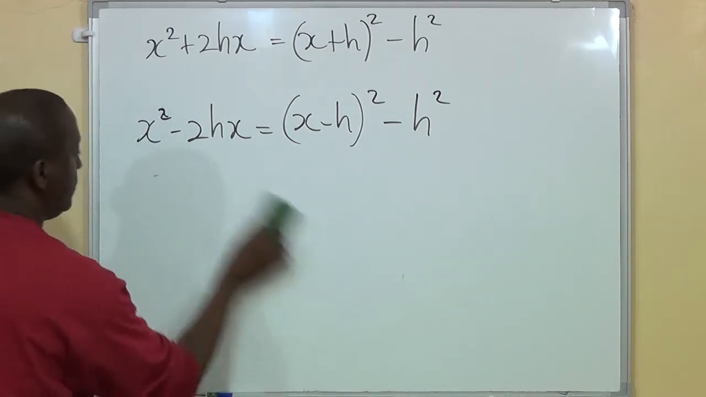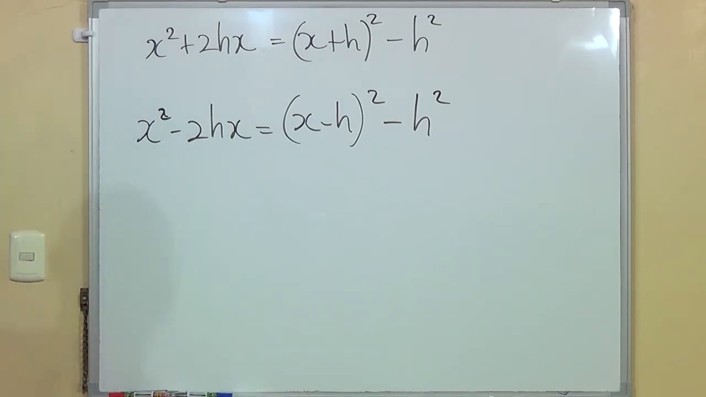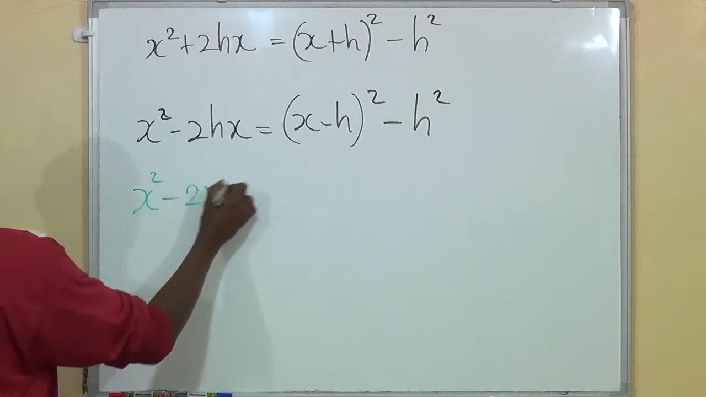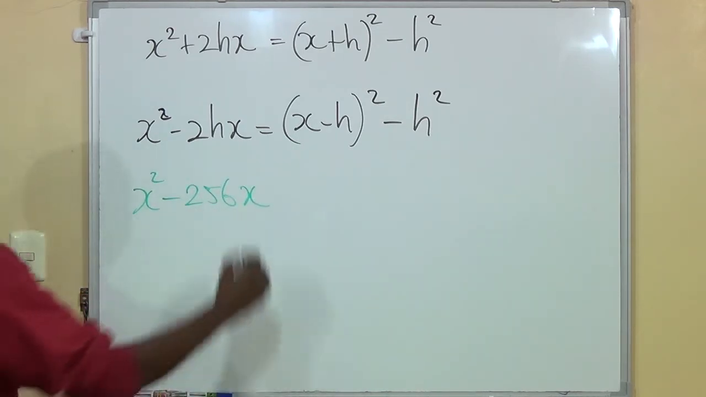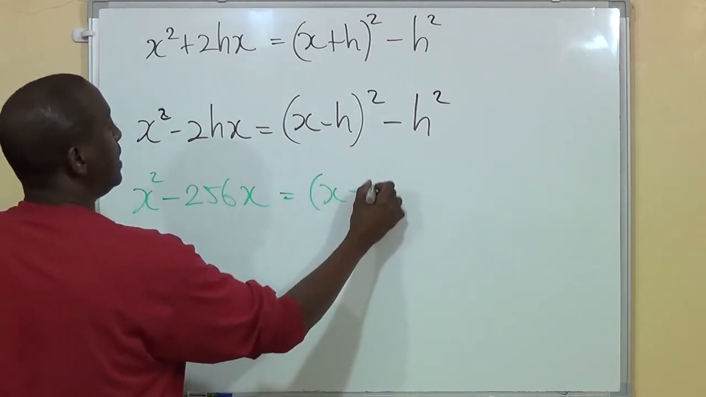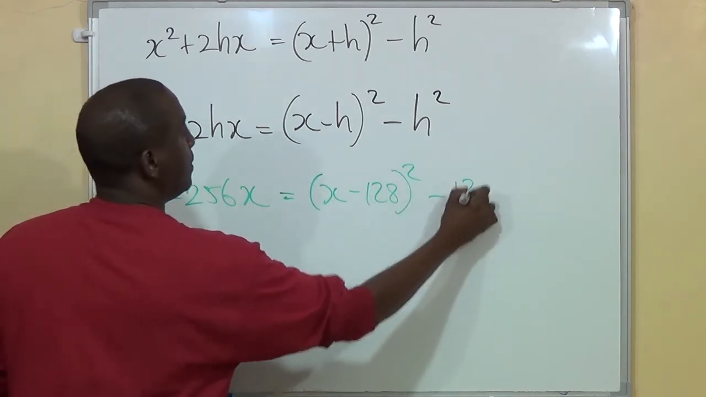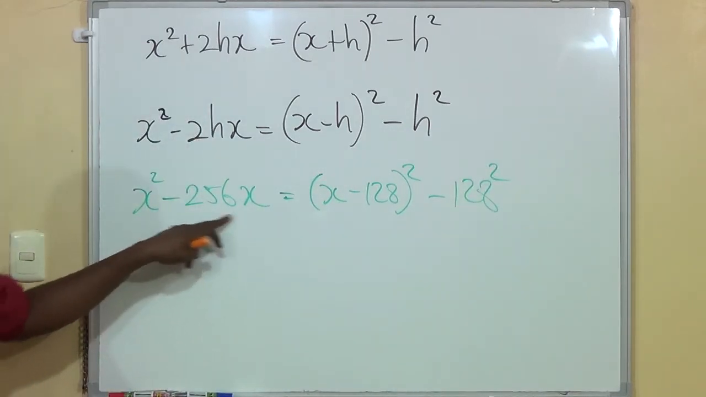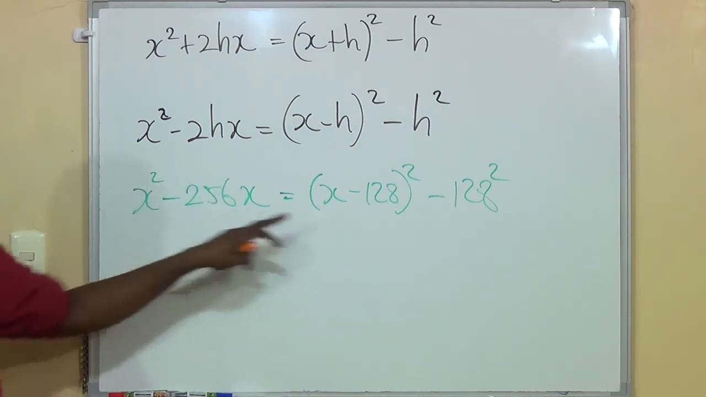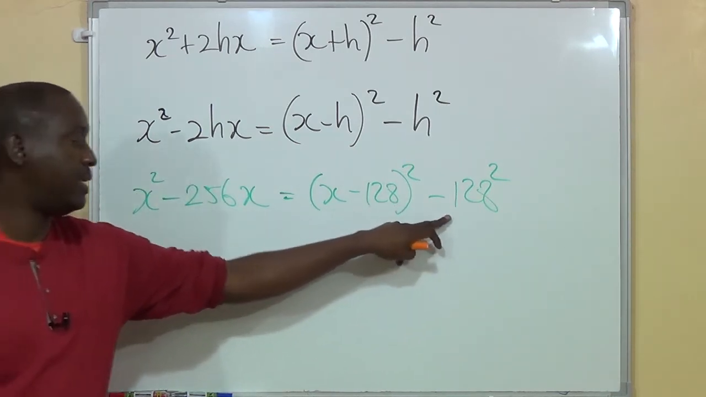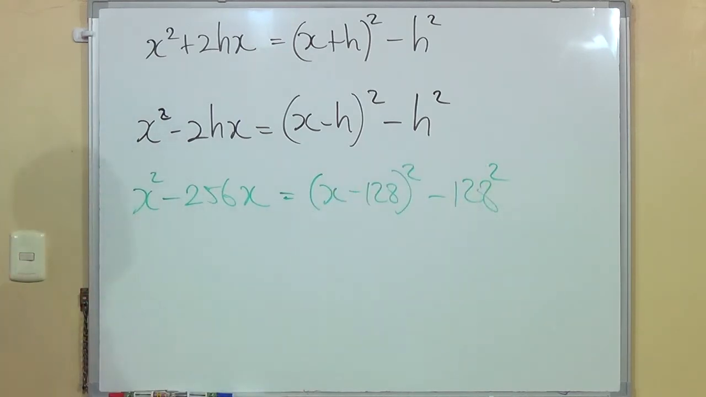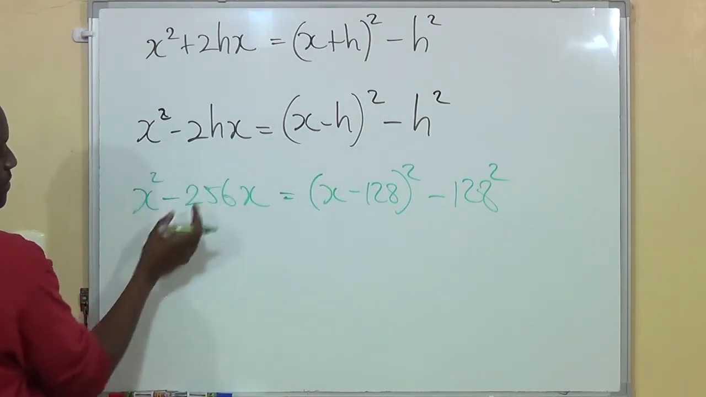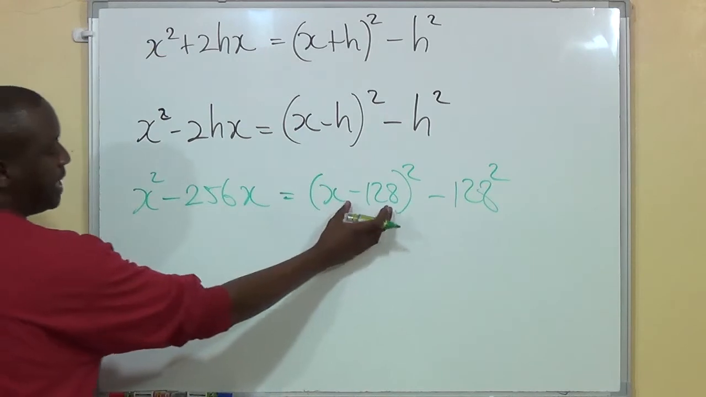Alright? Let me choose some crazy looking numbers now. We can say that x squared minus 256x is equal to x minus 128 squared minus 128 squared. Again, note the pattern. Whatever the coefficient of x is, you take half of that inside here, and we take half of that outside here, and we square it. Note also that the sign here follows the sign here. So if you have x squared minus 256x, you'll have x minus 128.